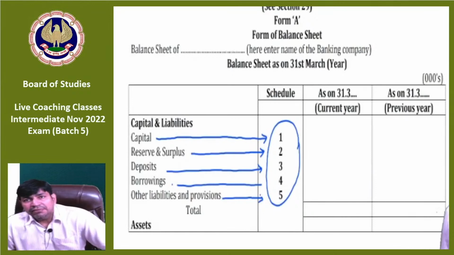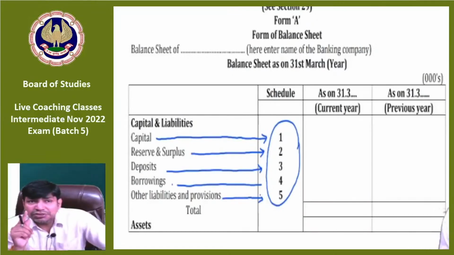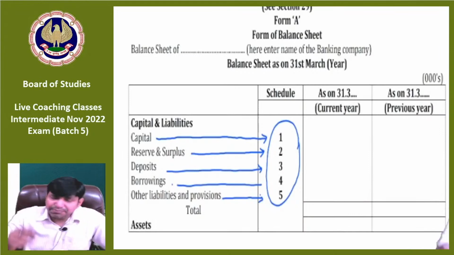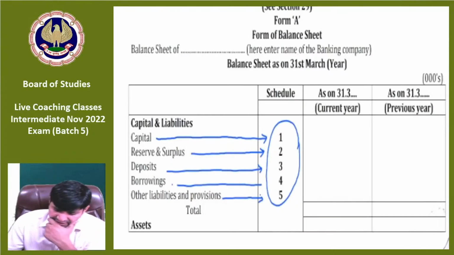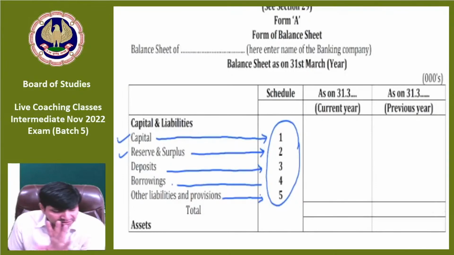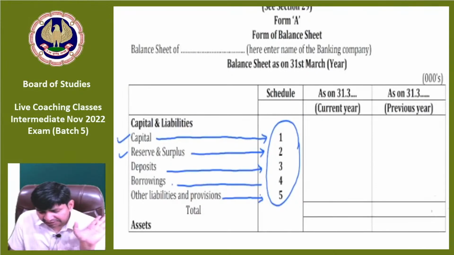Now see, the starting 5 note numbers are for the liability side. The next 6 numbers are for the asset side. In this case, the bank maintains the capital part. All the reserves, whether statutory or any other reserve, are maintained here. Reserve and surplus, you know, is the same as in the case of a company.